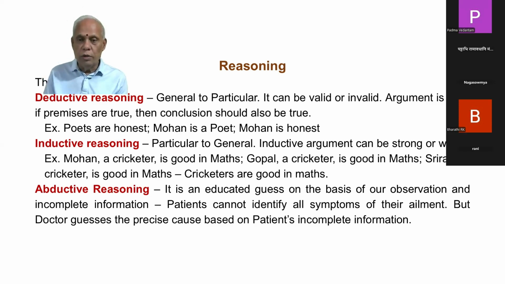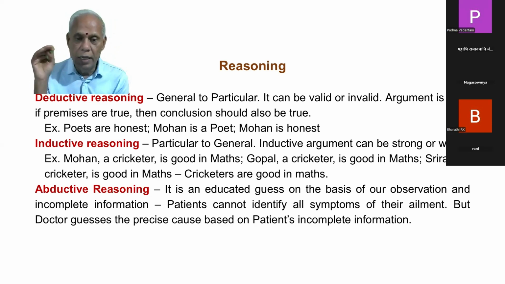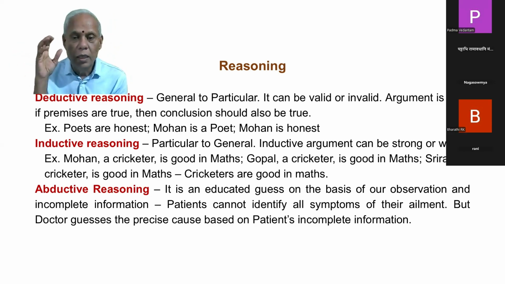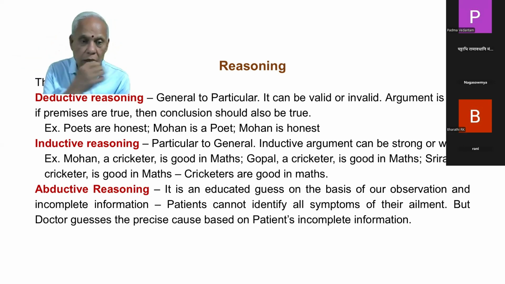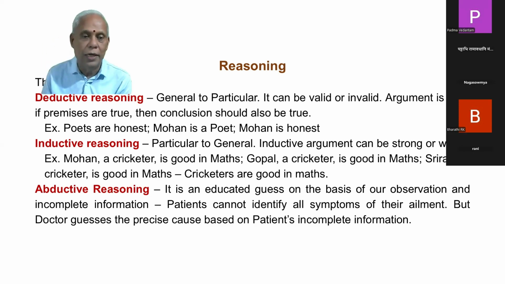ఇక్కడ ఏమవుతుందంటే general to particular కి వచ్చినప్పుడు argument is valid if the premises are true. అంటే premises, we understand always there is a syllogism, means we have two premises and a reason and a conclusion. ఇందులో ఈ premises true అయినట్లయితే the conclusion must be true. When the conclusion is true we say the argument is valid. దీన్ని ఇలా చెప్తామంటే ఒక example చూపిస్తాను చూడండి. I say poets are honest, Mohan is a poet. Then what is the conclusion from this? Poets are honest, Mohan is a poet means the conclusion is Mohan is honest.